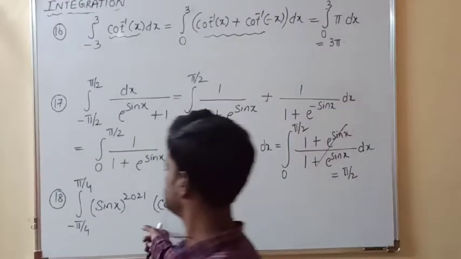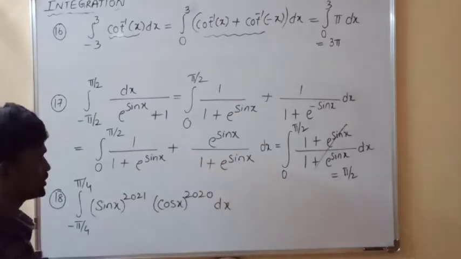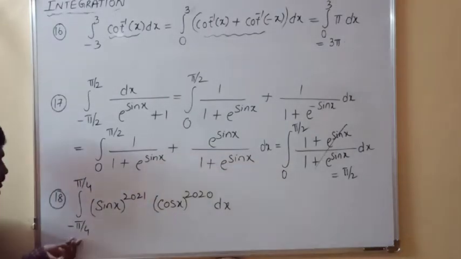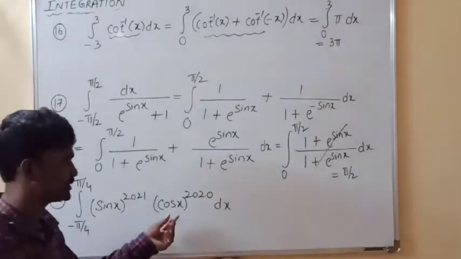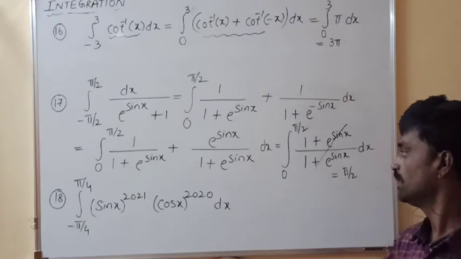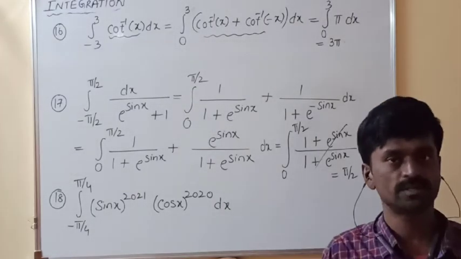Next, look at this problem. So here you have to check whether cos x is always an even function, because here also the limits are in the form of minus a to a only. Cos x is always an even function. Then cos x power anything is also an even function. And basically sin x is an odd function. An odd function to an odd power is an odd function only.